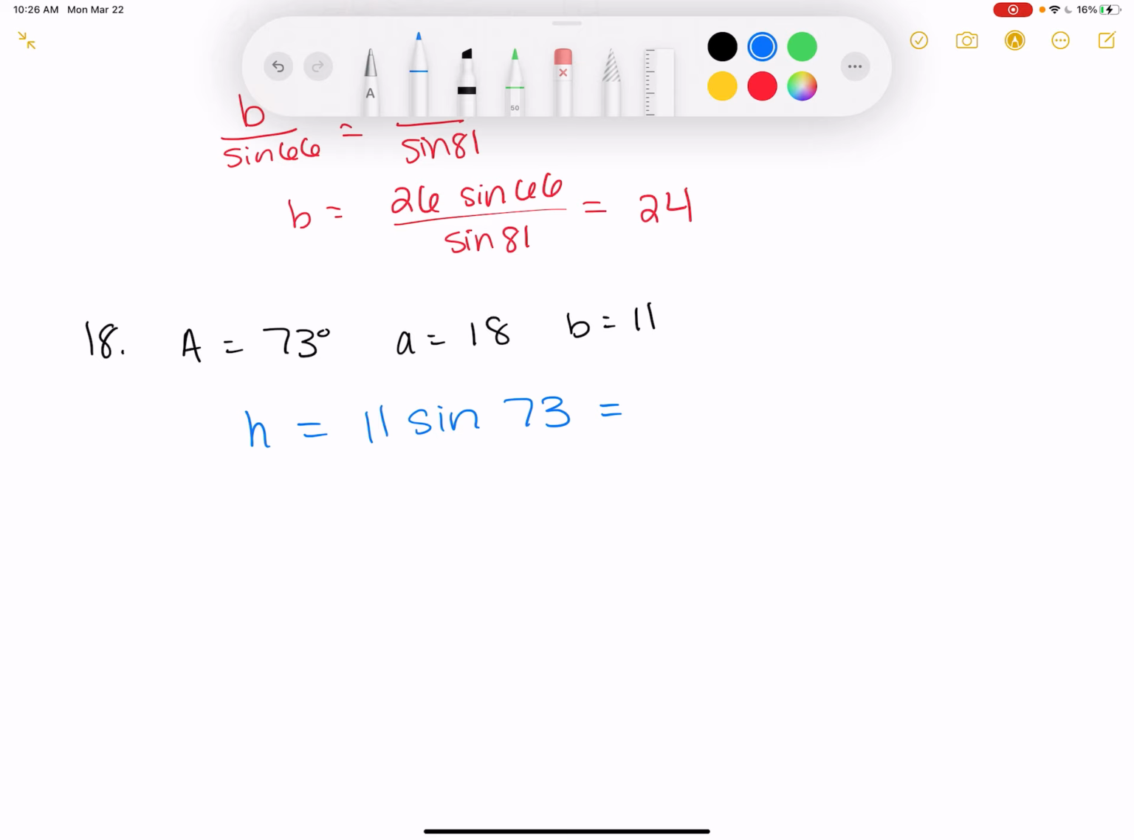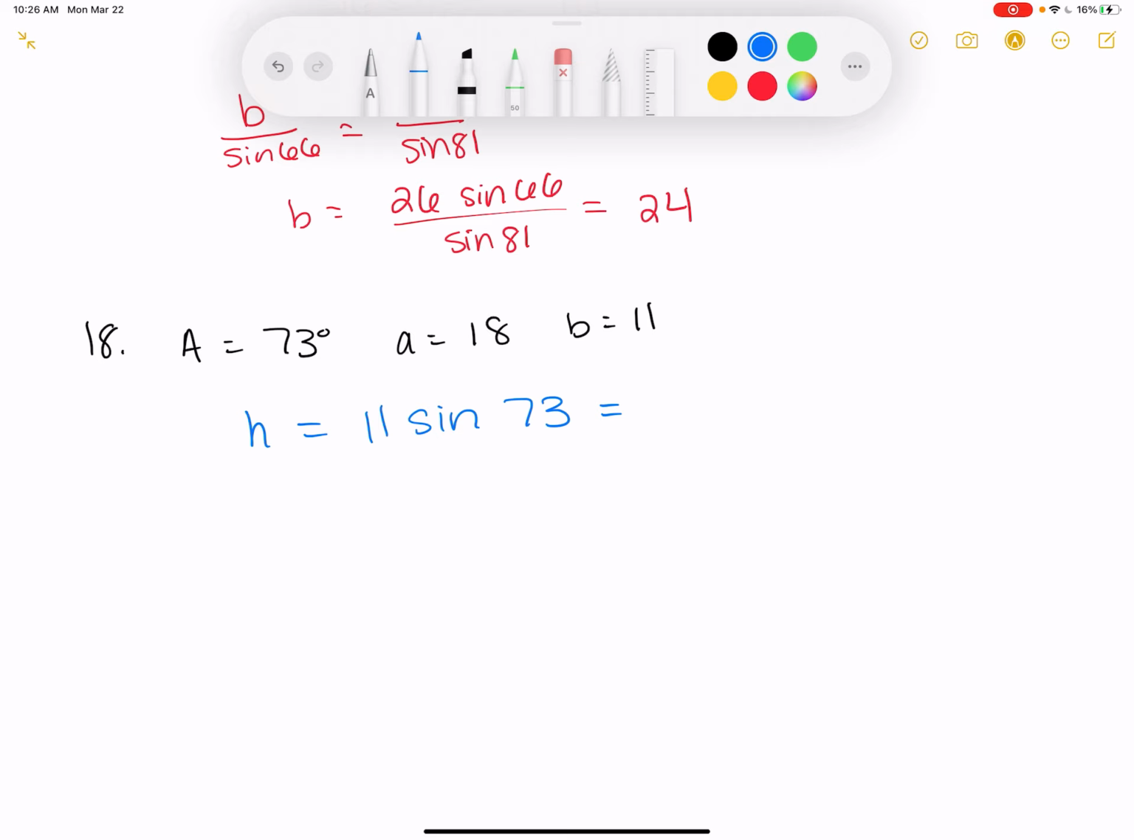I have a question. Okay, so it's a sine of 73 because that's the only angle we know. 10.5. Now, why is it the opposite side? So if I'm using angle A, I can't use side A. I have to use the other side. Okay, that makes sense. Okay, fine.